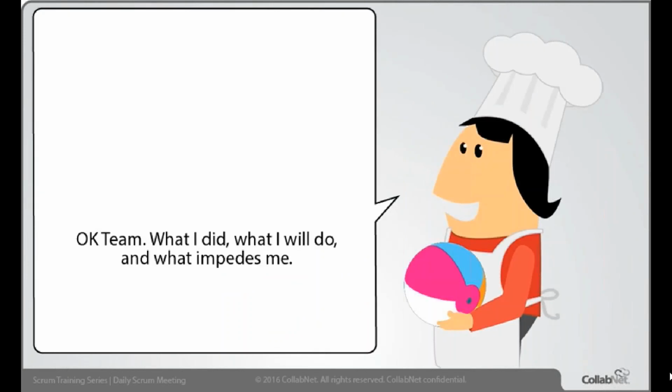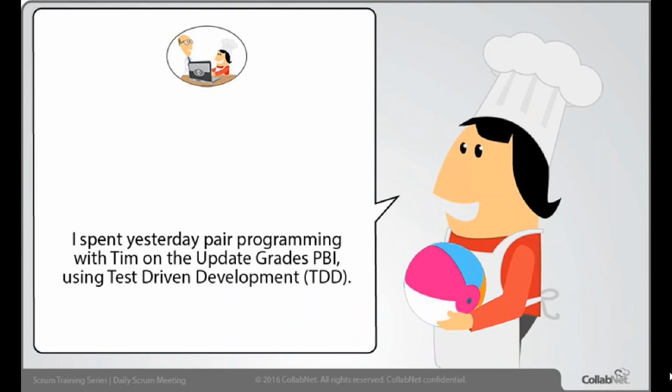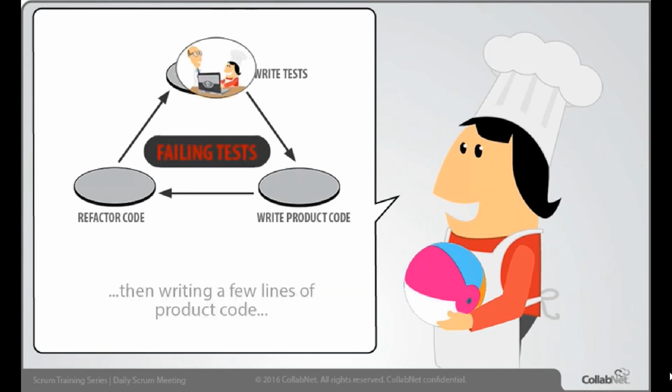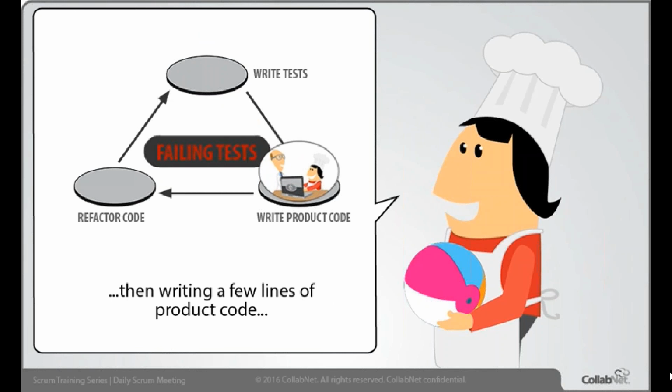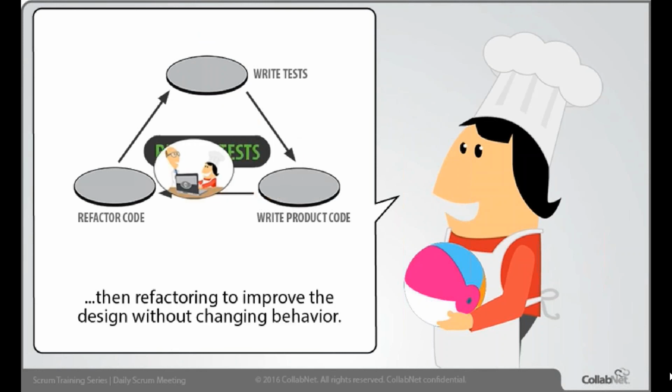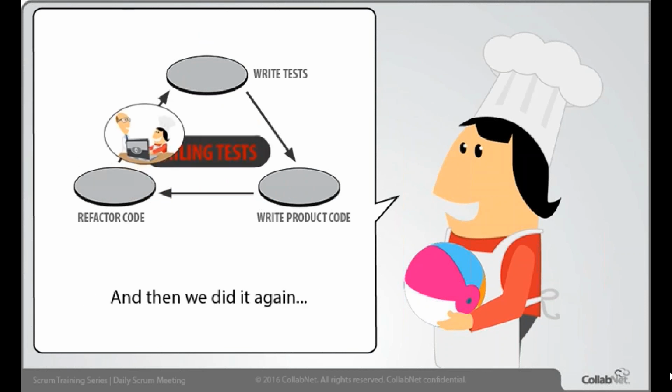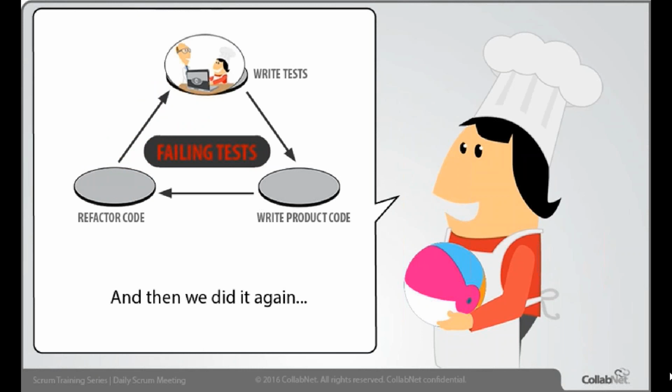Okay, team. What I did, what I will do, and what impedes me. I spent yesterday pair programming with Tim on the update grades PBI using test-driven development. As you all know, that includes writing a few lines of failing test code, then writing a few lines of product code, then refactoring to improve the design without changing the behavior. And then we did it again.